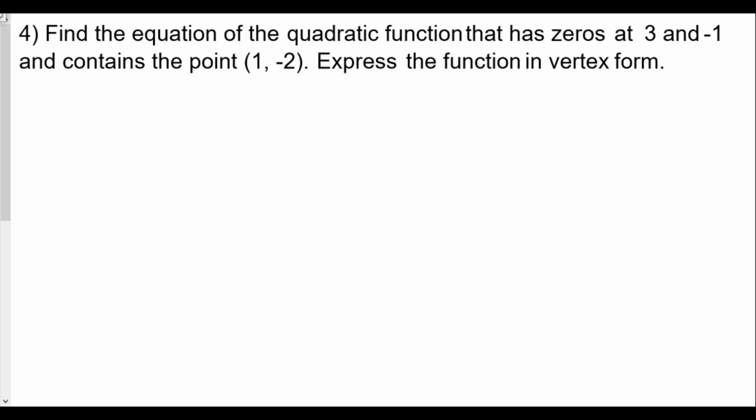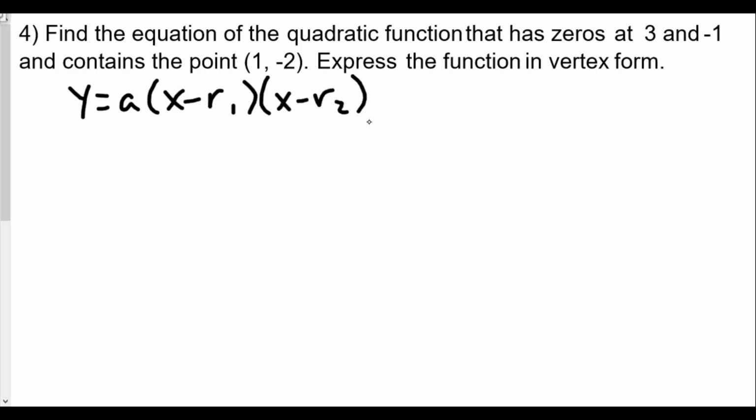So, in the first video, we saw how to use our root form: if we're given the two roots, or zeros in this case, and a point, we're able to figure out the a value and then express this in the root form. From there, we're going to find the vertex form of this. So, our root form is y is equal to a times (x minus r1) times (x minus r2).